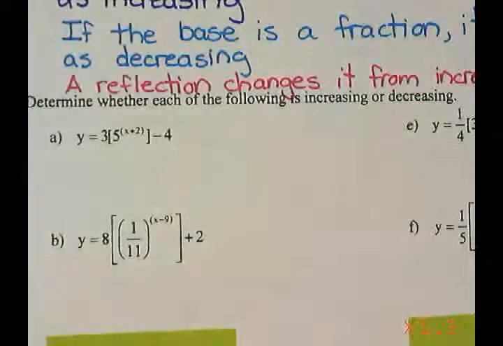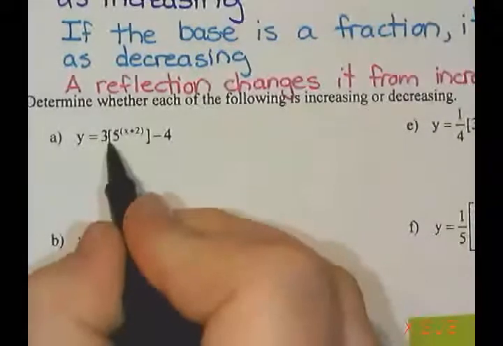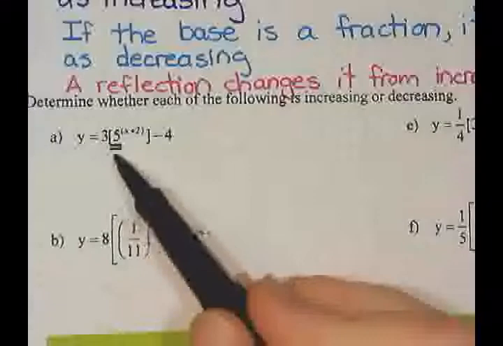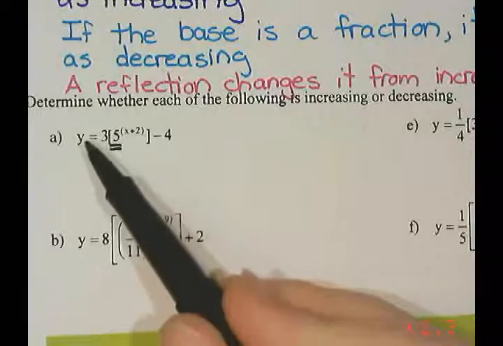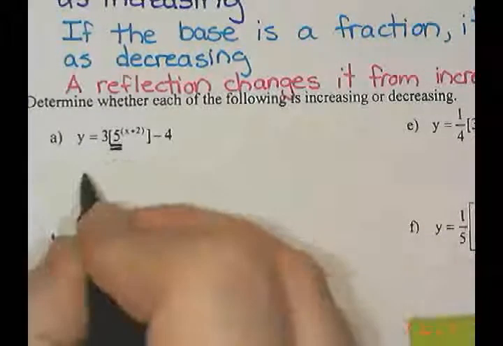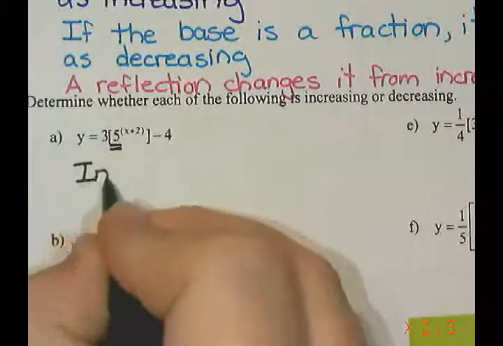So there's a lot of things going on here. There are transformations, but what I'm really interested in to begin with is the base. I look at this, I see the base is 5. It's a whole number, which tells me that it should be increasing. And then I look to see if there's a reflection in front, which there is not. So I'm going to say that this is increasing.